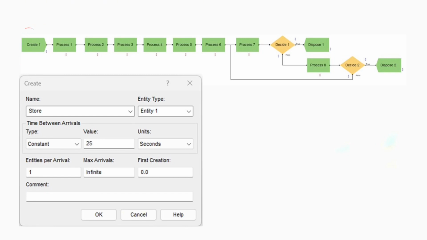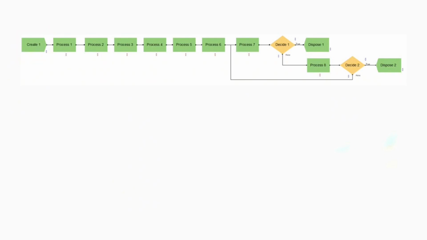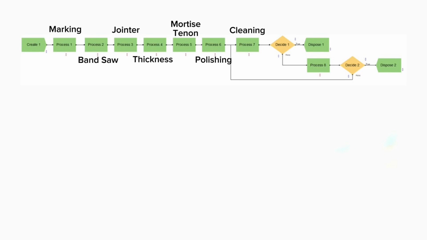Firstly, we're going to start with the preparation of the simulation model, where the process begins with the release of raw material from the storage area, where one piece is released every 25 seconds. The material then undergoes a series of processing steps, starting with marking, followed by the bandsaw, jointer, thickness, multi-spindle, polishing, and finally the cleaning process. All the actions for the process are the same, with six daily releases.